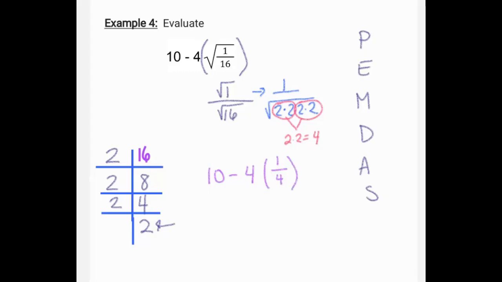Okay, so now do we have an exponent? We do not. Do we have a multiplication? We do. We have that 4 times 1 over 4, which then will give us basically 4 over 4, and that 4 over 4 equals a 1, so we have 10 minus 1. We go to the next order of operation. So do we have a division? We do not. Do we have an addition? We do not. Do we have a subtraction? We do. So we have 10 minus 1, which equals 9. And so the answer is 9.